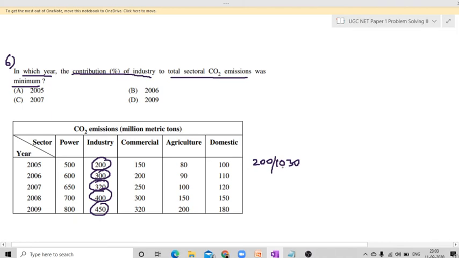So 200 as a percentage of 1030. 10 percentage of 1030 will be 103, so 20 percentage will be 206. Is it or not? Yes, 206. So from this itself we can very clearly say 200 as a percentage of 1030 will be something less than 20 percentage. Is that point clear? Why? Because for the number 1030, 20 percentage is itself 206. In that case, the value 200 must be something less than 20 percentage. So this is our conclusion.